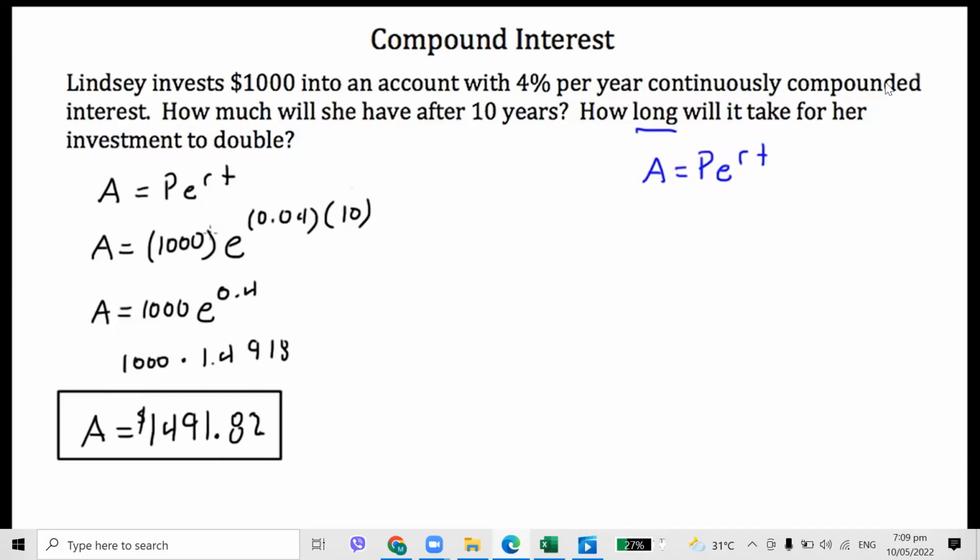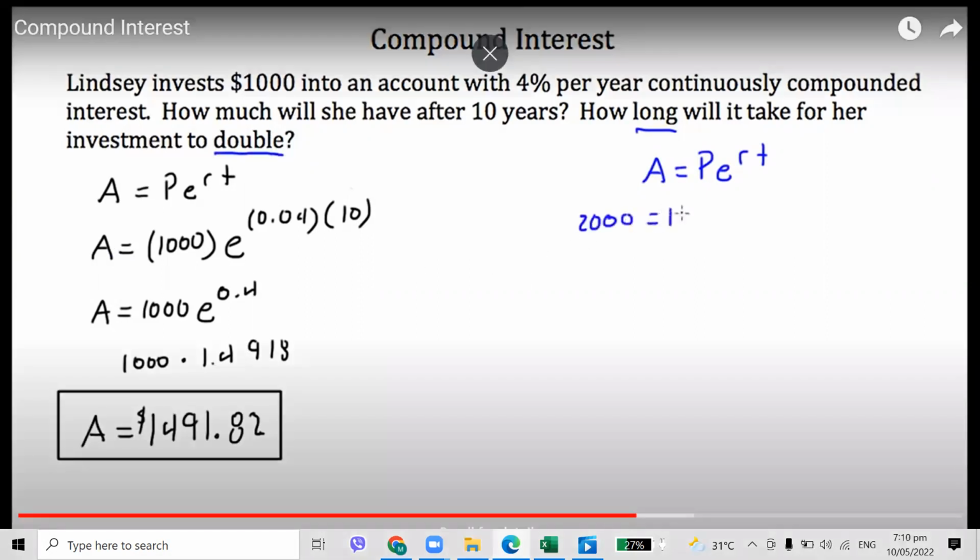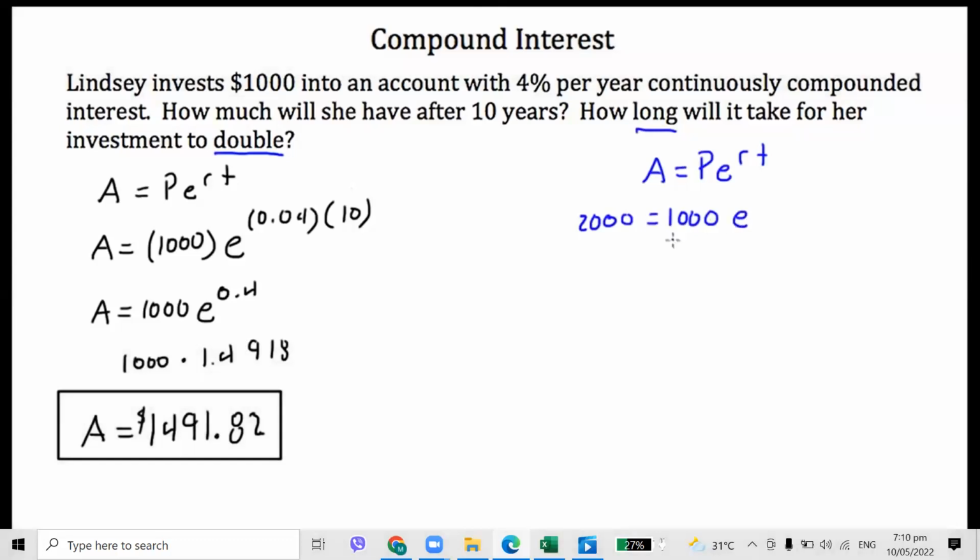And now we know A instead of T. A is our final value and our investment is supposed to double. So A is going to be equal to 2,000. So this is going to look like 2,000 is equal to 1,000 times e to the 0.04t. Now here I have an exponential equation with my variable in the exponent.